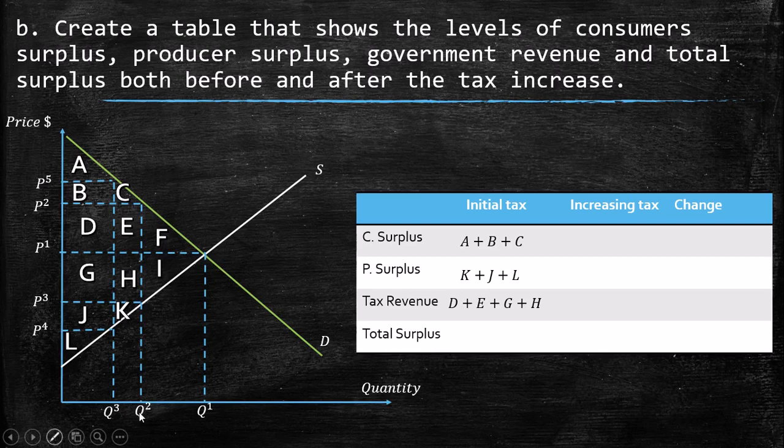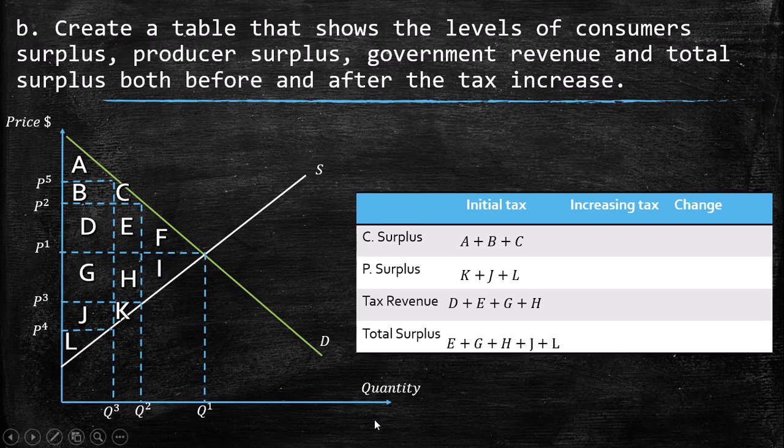The tax revenue is basically the size of the tax, which is this one, times the quantities that are traded in the market, so they are Q2. So it's going to be this area, which is the same as D, E, G, and H. So what is the total surplus? It's basically all the same of this one. This is the total surplus.